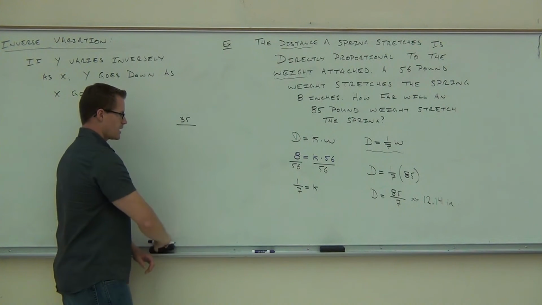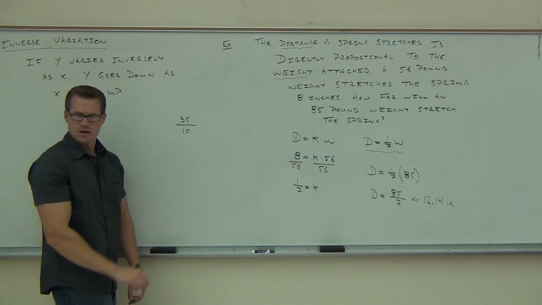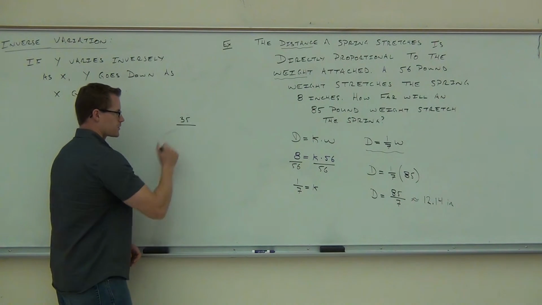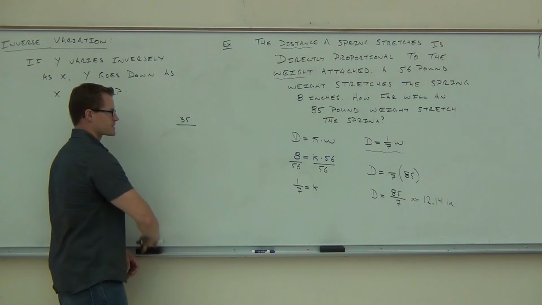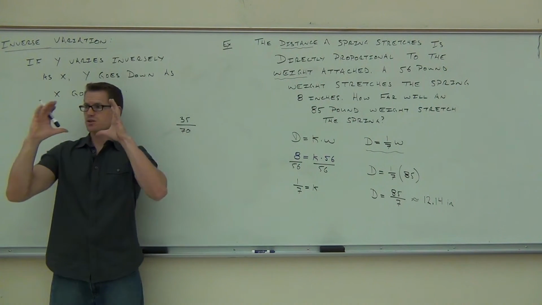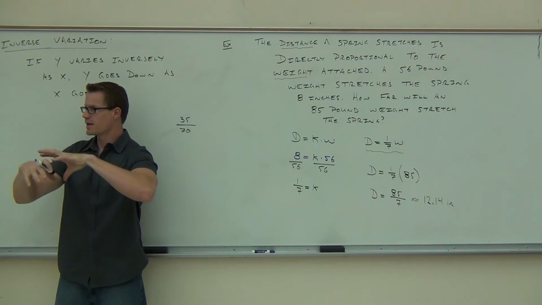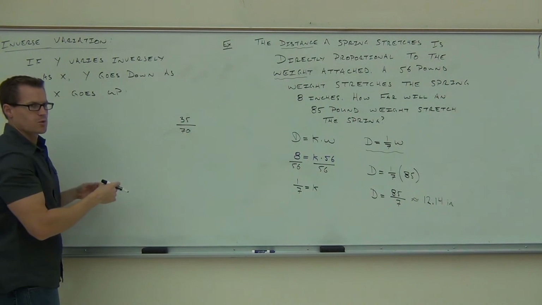If I divide that by 10, we're going to get 3.5. Does that make sense? If I divide it by 35, I'm going to get 1. If I keep going, if I divide it by 70, I get 1/2. So as this number grows, this quantity becomes smaller. Do you see the idea there? So this idea of division, this is what inversely proportional is all about.